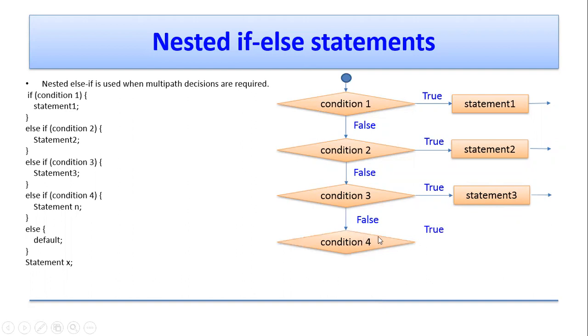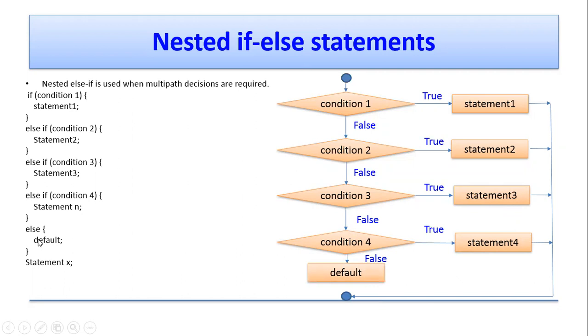Condition 4. If condition 4 is true, then statement 4 is executed. Statement 4 means this block, right? If condition 4 is false, then the default condition, or this block, will be executed. That is default because it is the else, so there is no condition, right? So if condition 4 is false, then this else block will be executed, right?